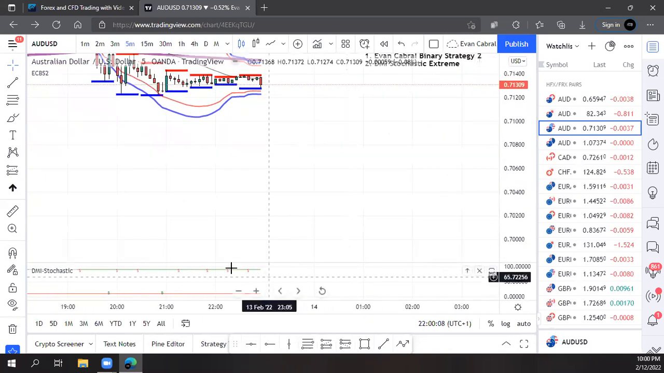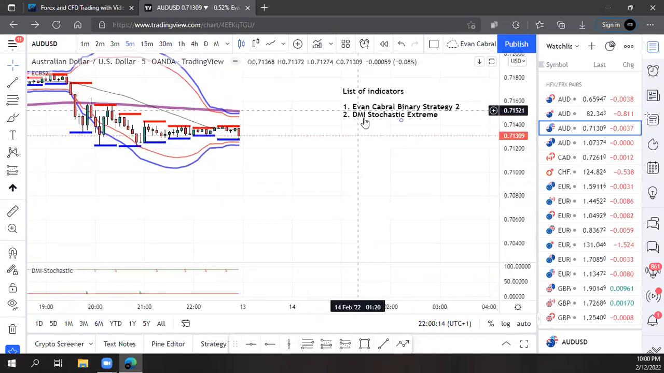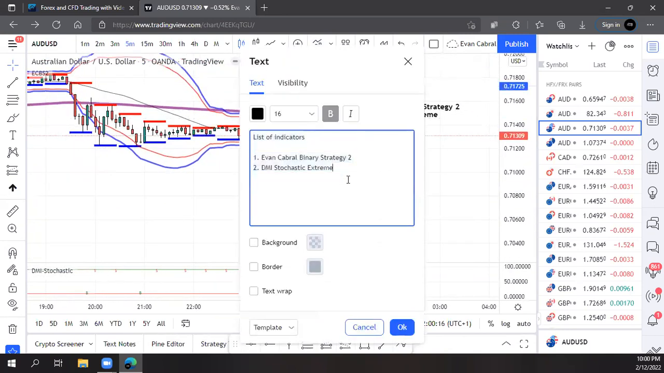All right, so I just added it. This is it right here, right? So the next indicator I'm going to be using is our regular stochastic. Number 3 is the stochastic oscillator, the normal one. Now I'm going to be teaching you guys how to set everything up.